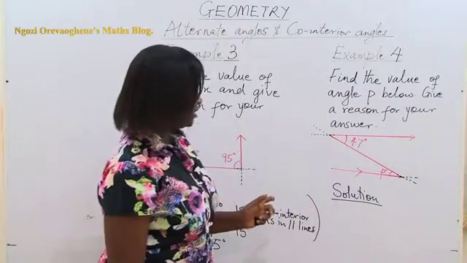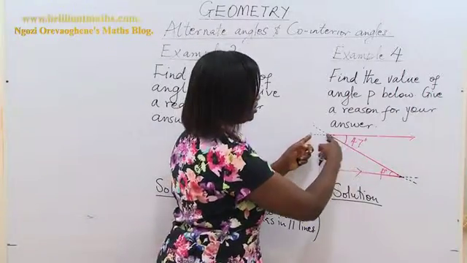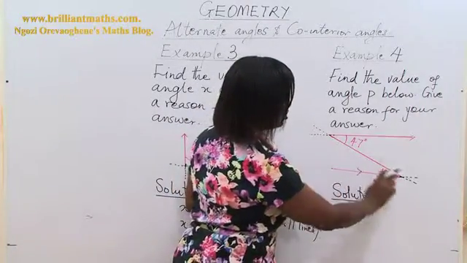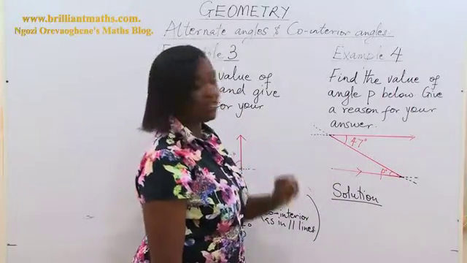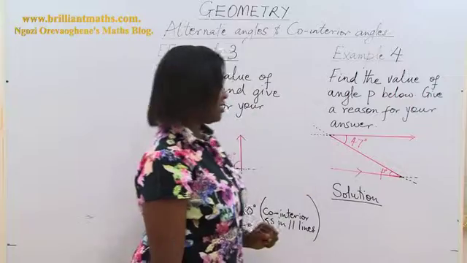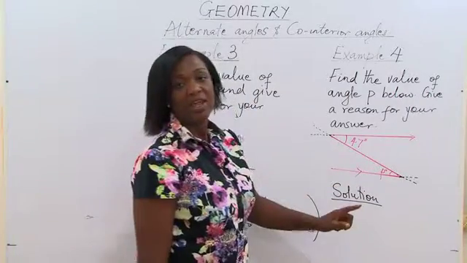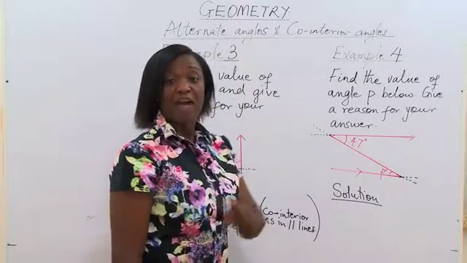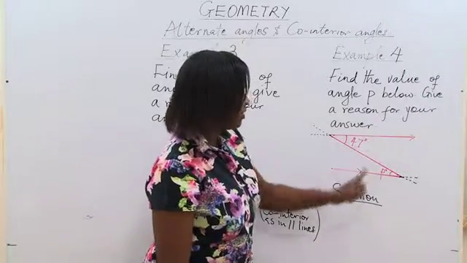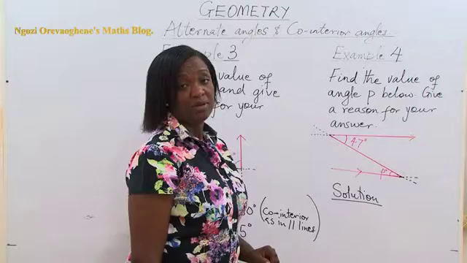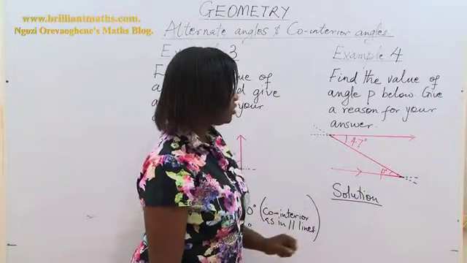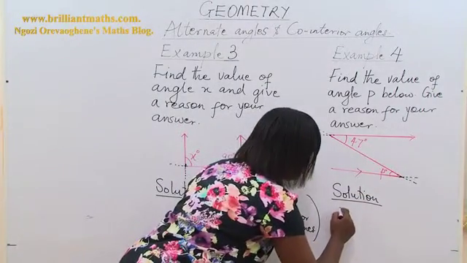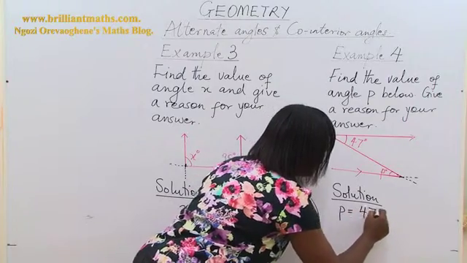What do we notice? We have angles that are on alternate sides of the transversal. This is a transversal, and that's 47 degrees, and this is P. So angle P is alternate to angle 47 degrees. So both of them are equal. And they're equal because the lines that have formed them are parallel. These two lines are parallel, so the two angles there are alternate and equal. So P is equal to 47 degrees.